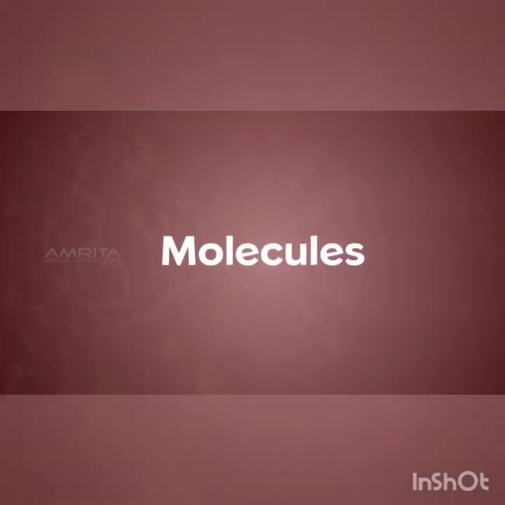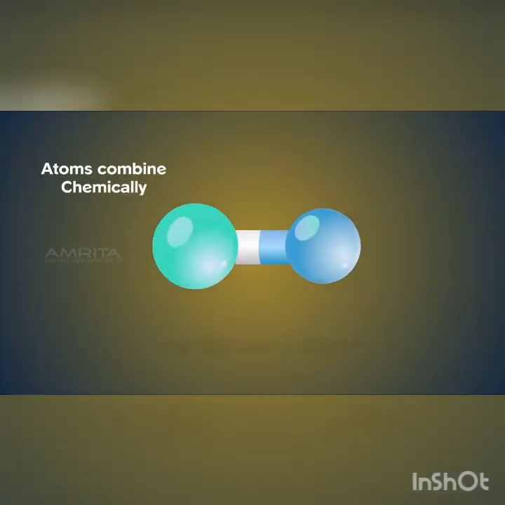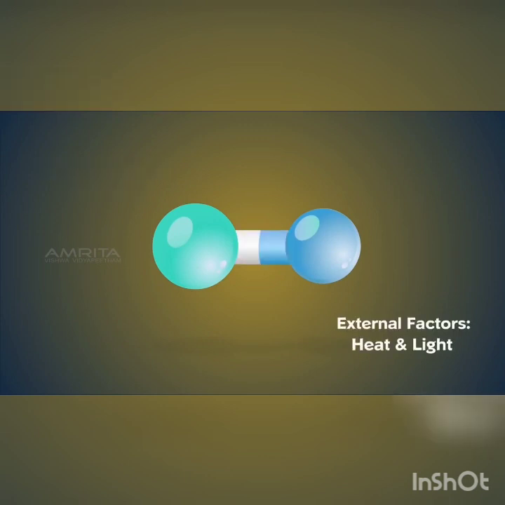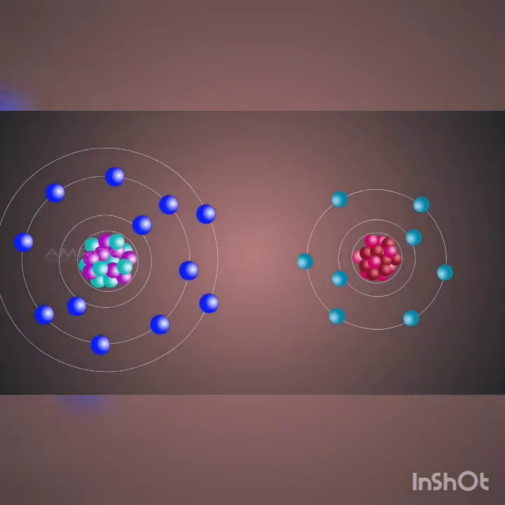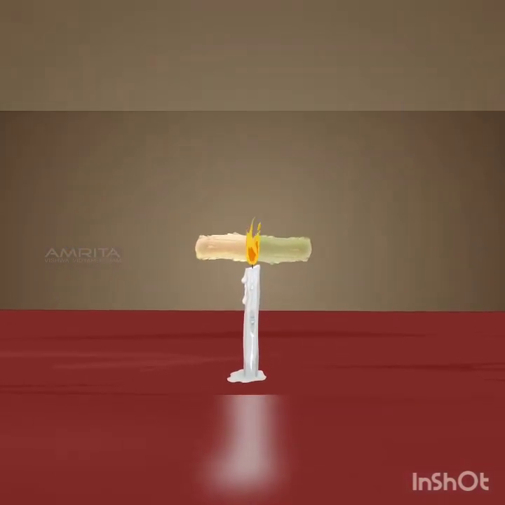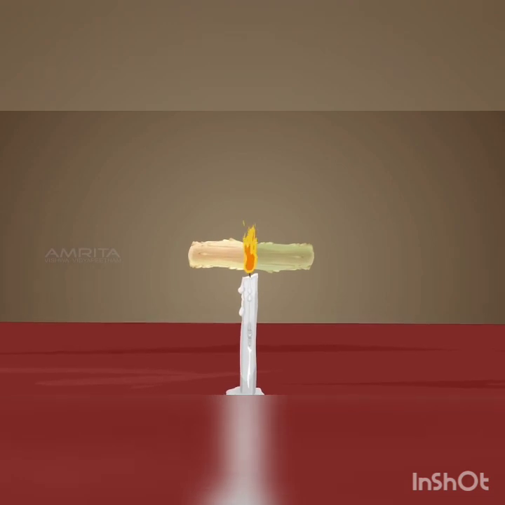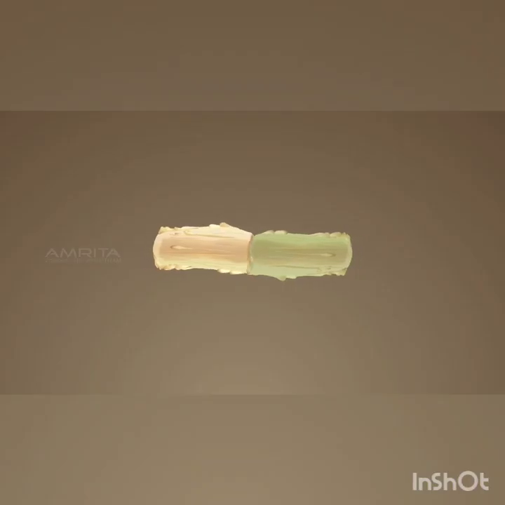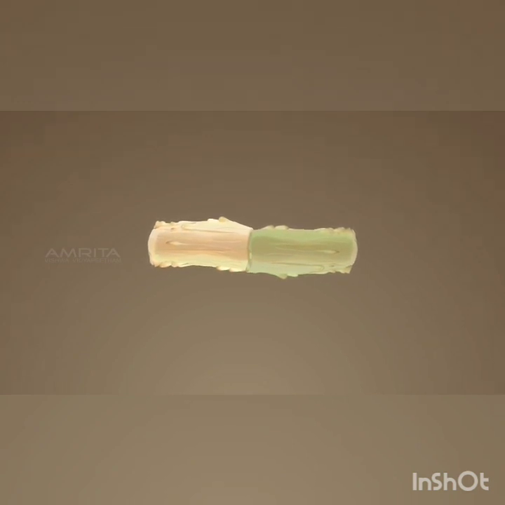A molecule is in general a group of two or more atoms that are chemically bonded together. Atoms combine chemically by external forces such as heat and light. This leads to the formation of molecules. During the formation of a molecule, atoms lose their valence electrons or gain electrons from other atoms. For instance, if two pieces of wax are to be joined, they are heated. After heating, the two pieces are pressed together to form a single structure. Here, heat is the factor which is responsible for joining the molecules of the wax pieces.